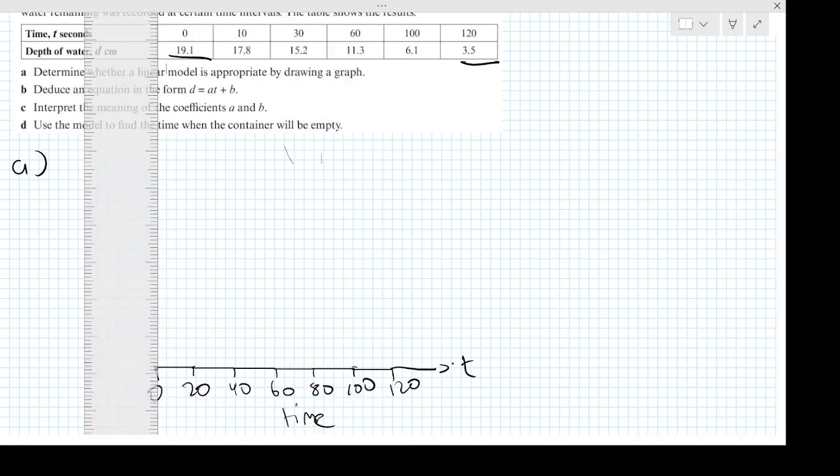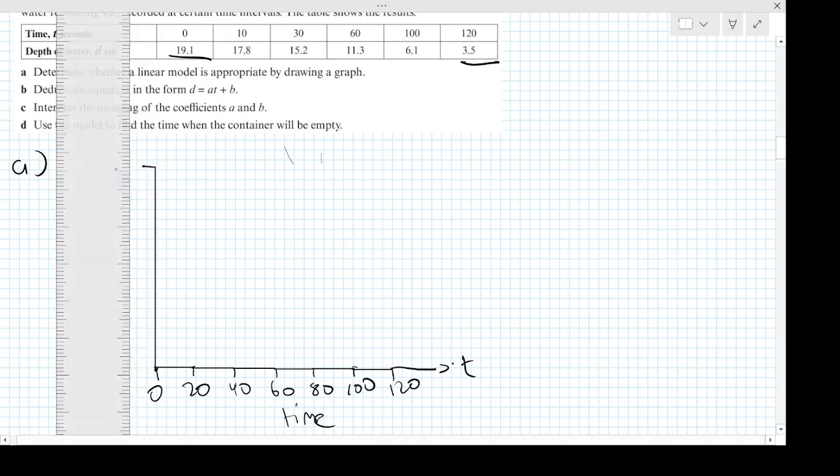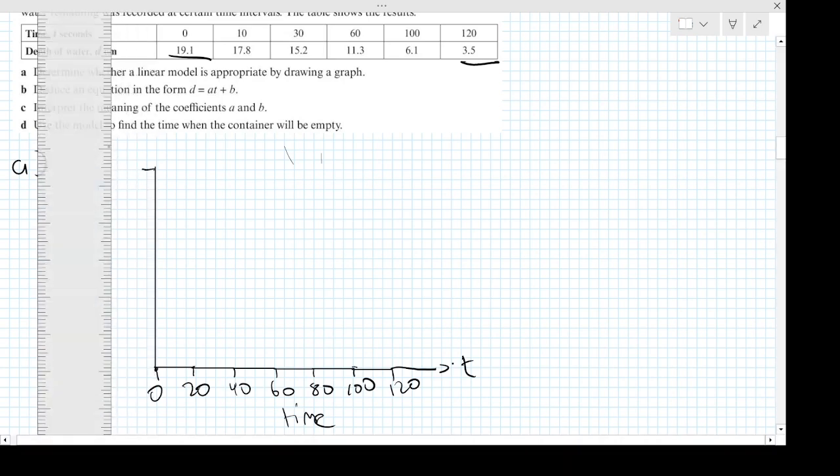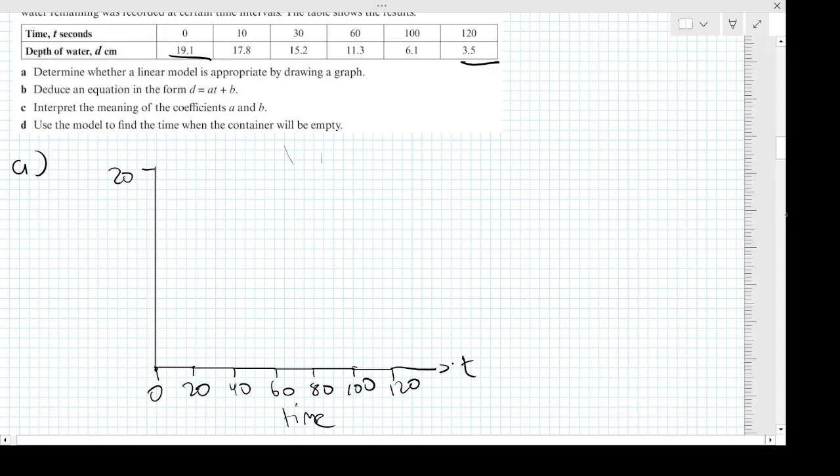So we're going to go up in 1s each box this time. Starting at 0, that's 1 there, 2, 3, 4, 5, 6, 7, 8, 9, 10, 11, 12, 13, 14, 15, 16, 17, 18, 19, 20. That should be 20 there, and that's your d, your depth.